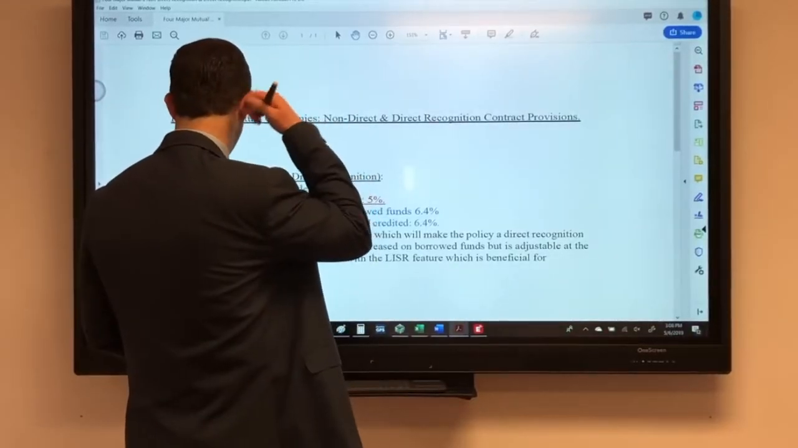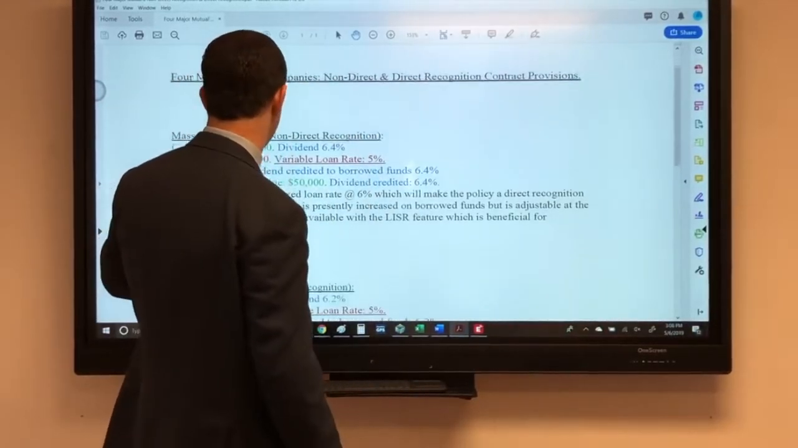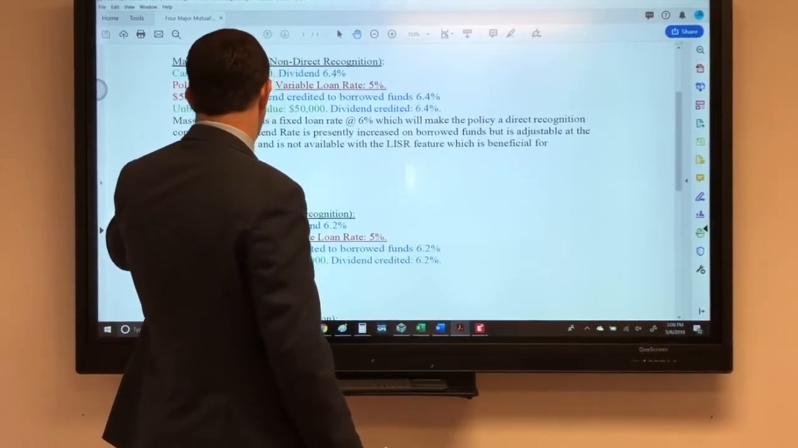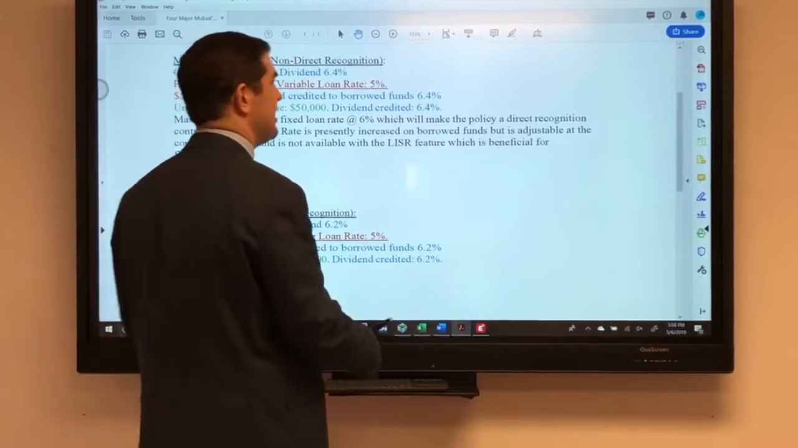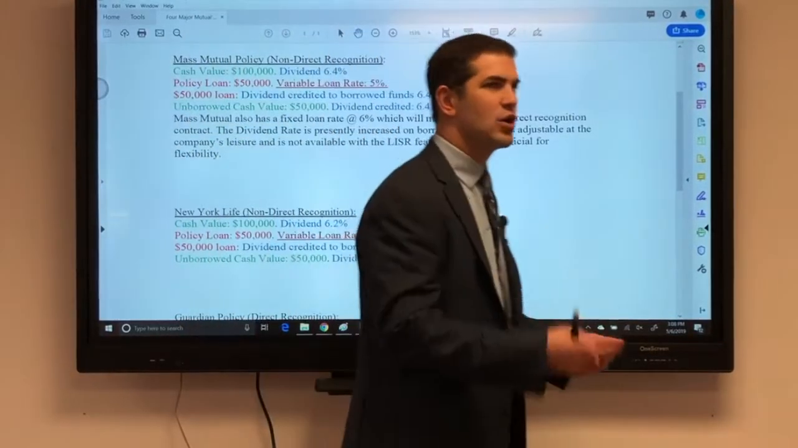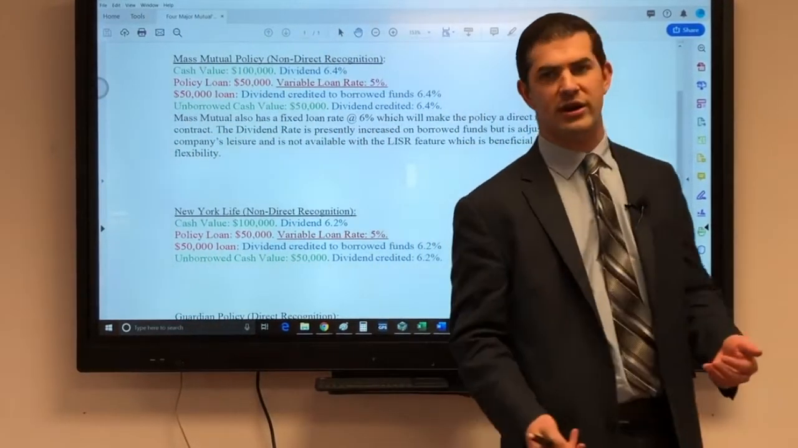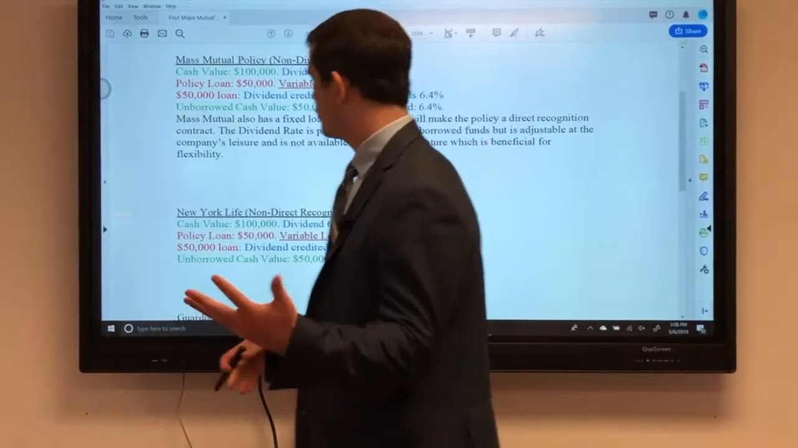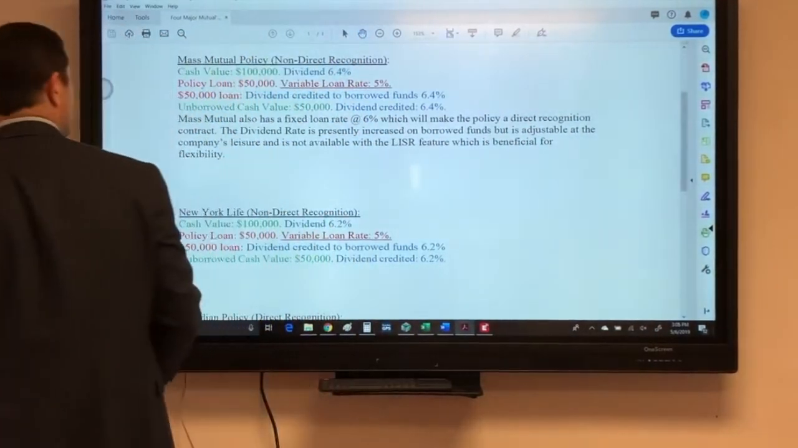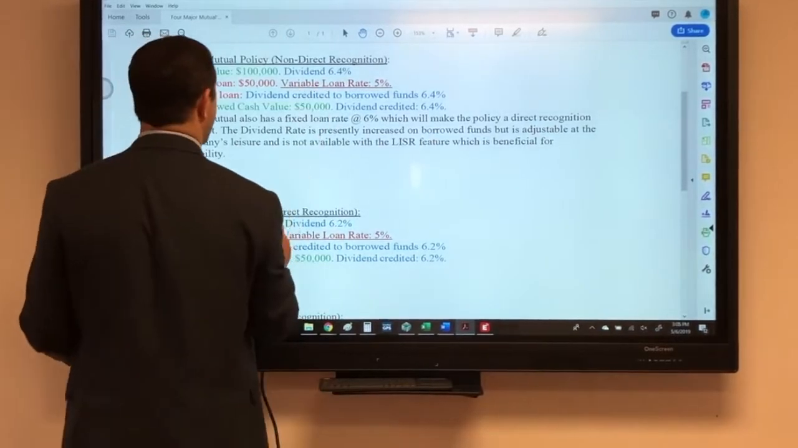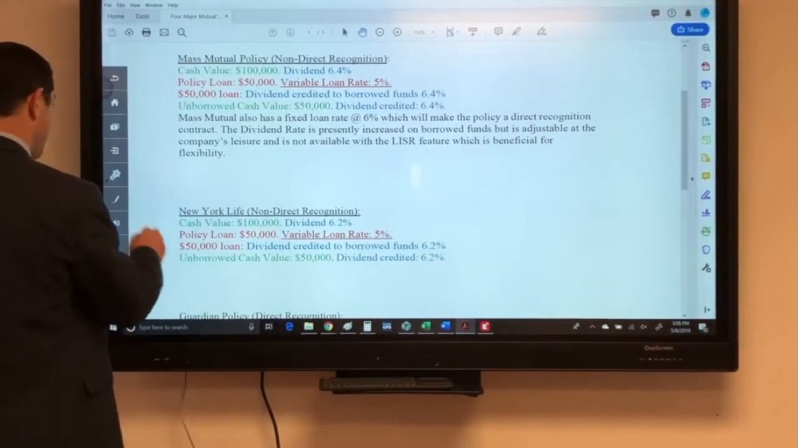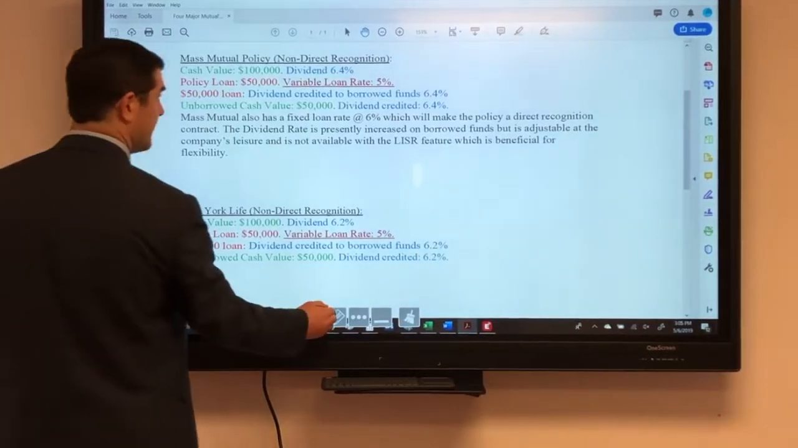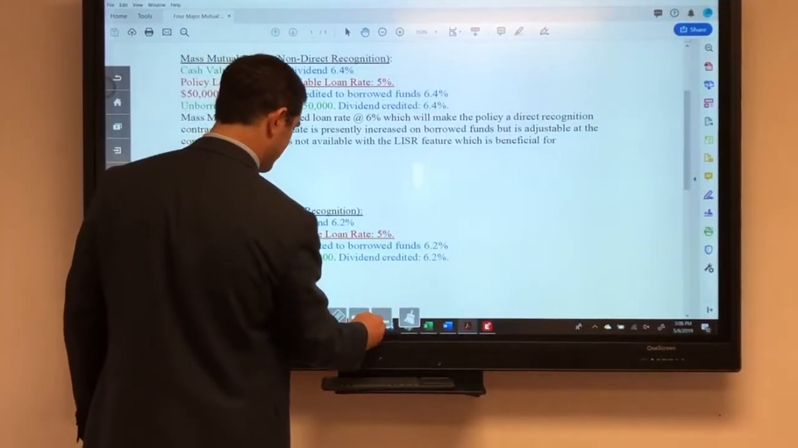So to begin, we've got our four major mutual companies listed here with their type as well. When I say type of company, I mean non-direct recognition or direct recognition. We've got videos on that. So the first company we're going to go through is MassMutual, which has a dividend rate of 6.4% and a variable loan rate of 5%. Let's touch on that first.